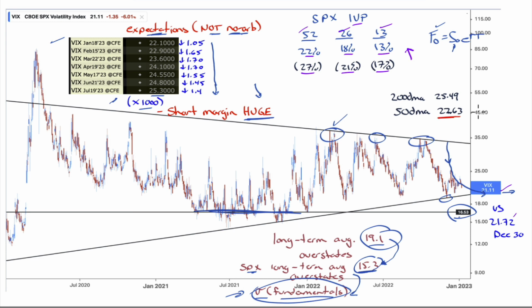Your 50-day moving average is sitting at 22.63, just above here. The 50 days below the 200-day, which is bearish. Bearish meaning the VIX heading down. 200-day moving average is 25.49.